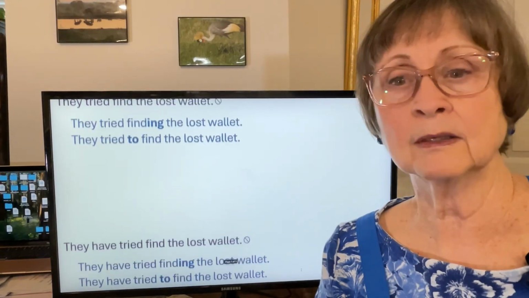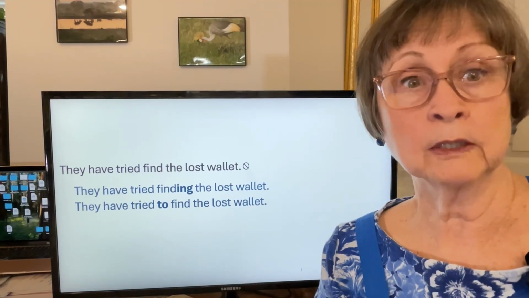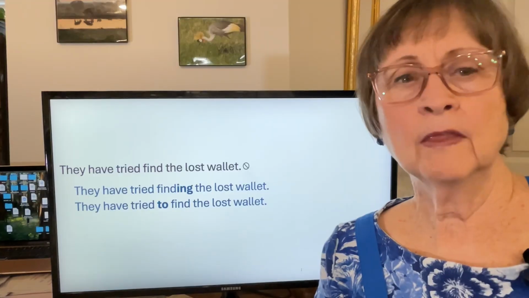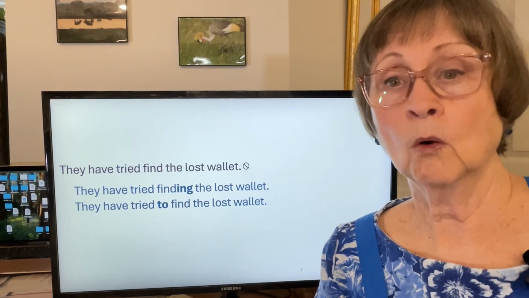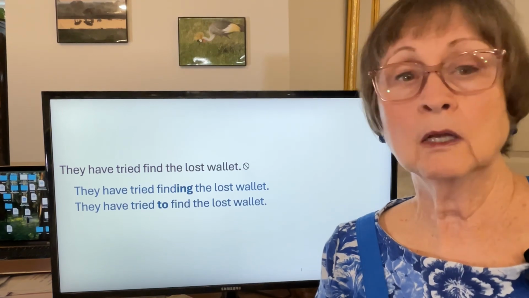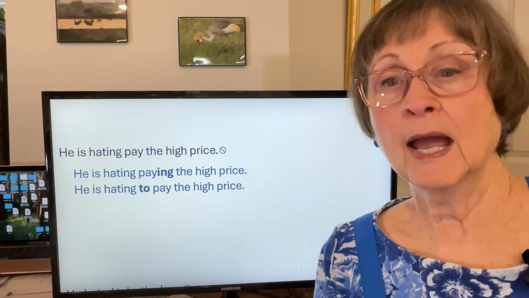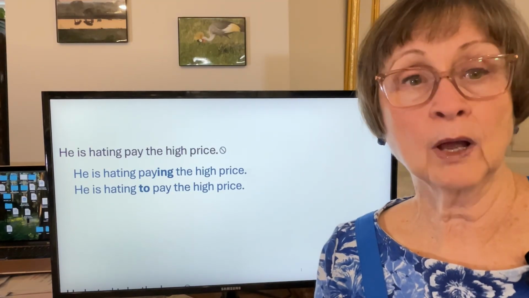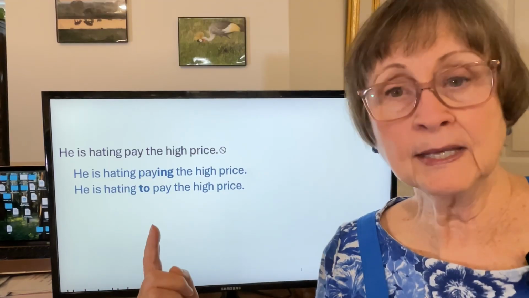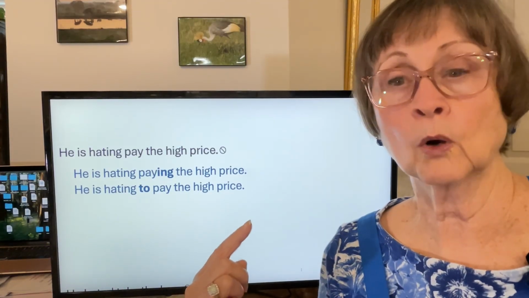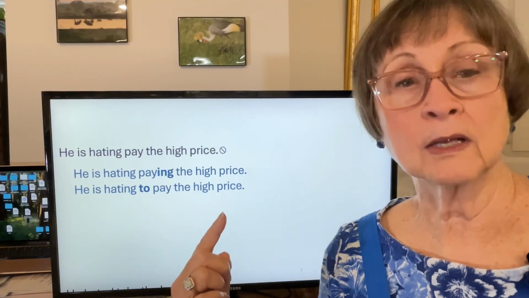I hope they find it. They have tried find the lost wallet. No. They have tried finding the lost wallet, or they have tried to find the lost wallet. He is hating pay the high price. He is hating paying the high price, or he is hating to pay the high price.